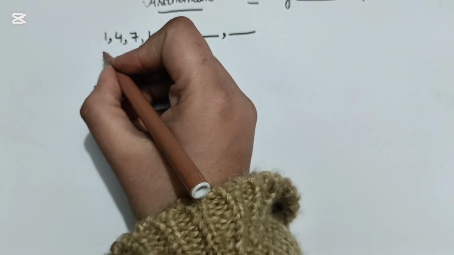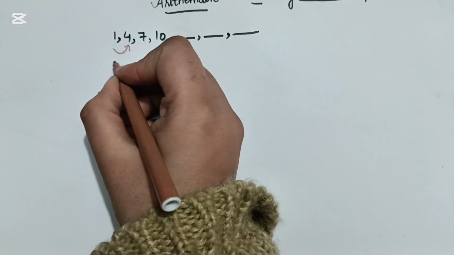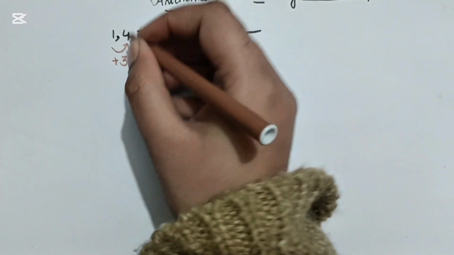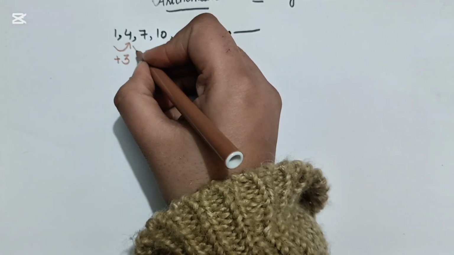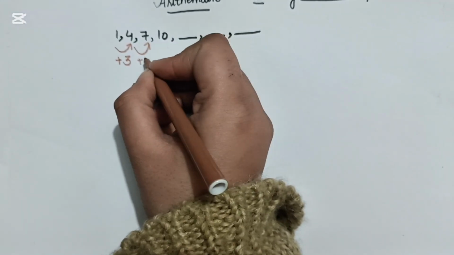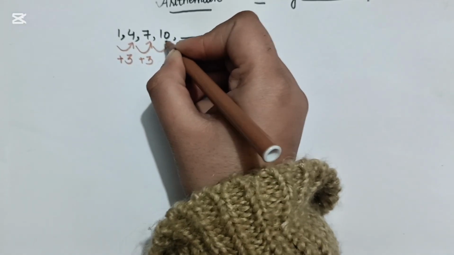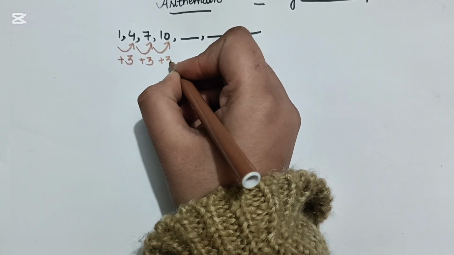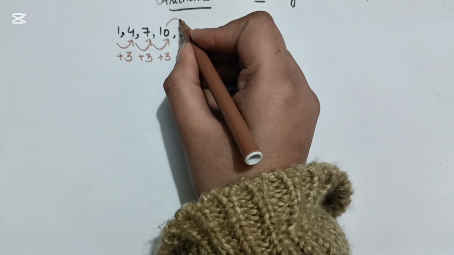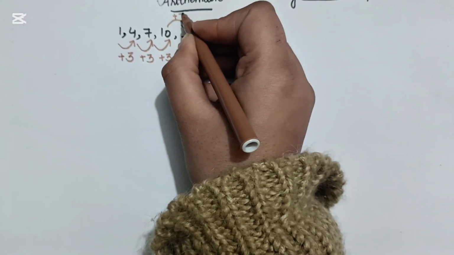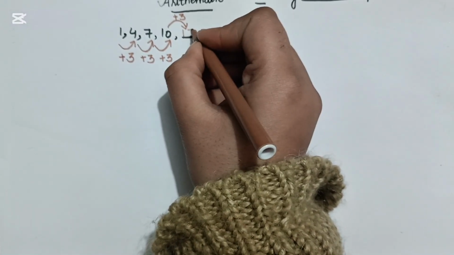We will first see the pattern of the sequence. The pattern is it's adding 3. 1 plus 3 is 4. Again plus 3 is 7. Again plus 3 is 10. And what should be the next number? Plus 3. This is 13.